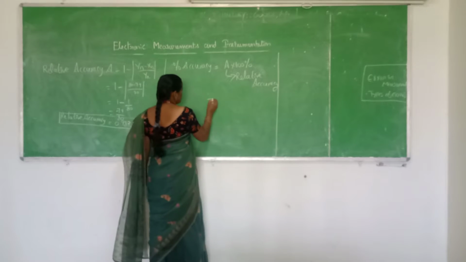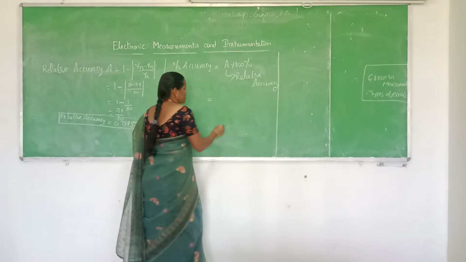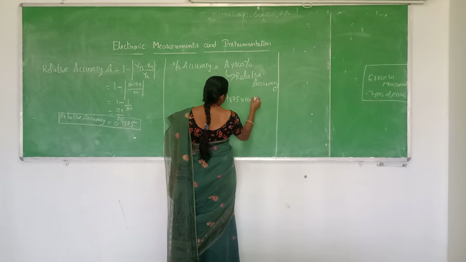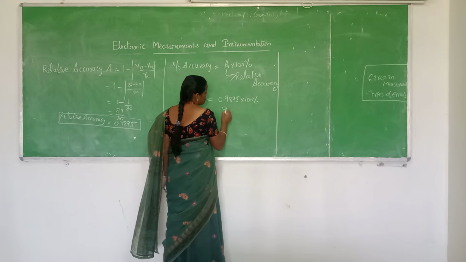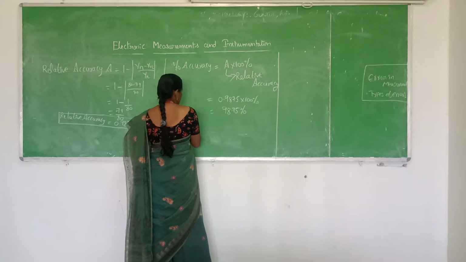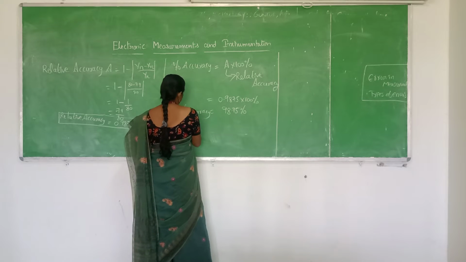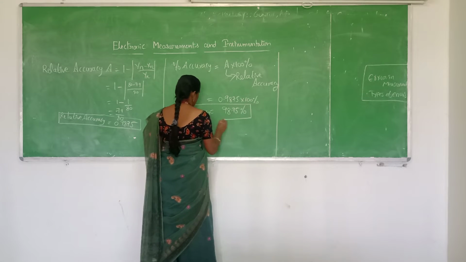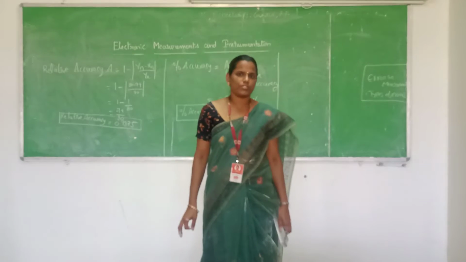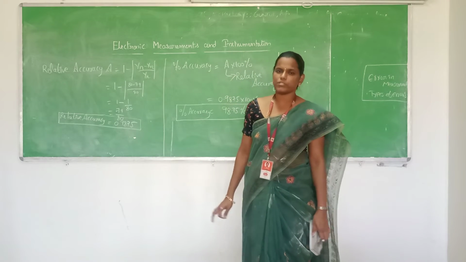For the last calculation, we have A as 0.9875 from the previous calculation, the relative accuracy. So 0.9875 into 100 percent equals 98.75 percent. This is the percentage of accuracy from the given values. Like this, if the expected value and the measured value are given, we can calculate the relative accuracy, percentage of accuracy, and also the corresponding errors and percentage of errors.